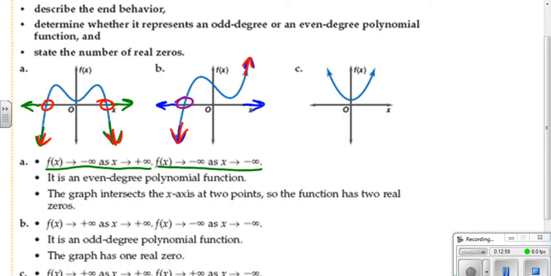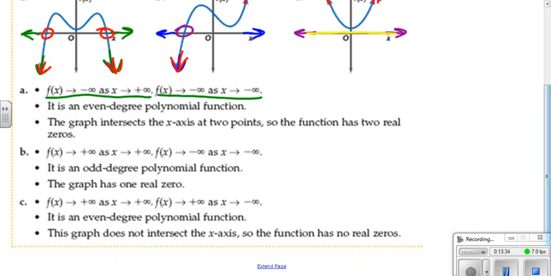And lastly, if we are looking at this one here, just a parabola, as x approaches positive infinity, f of x approaches positive infinity. As x approaches negative infinity, f of x also approaches positive infinity. So those are the end behaviors. And since the end behaviors are the same, they're both going up, then we know it's an even degree polynomial. And it looks like it actually never crosses the x-axis. So there are no real zeros, none at all. And that would be the end of 7.1.